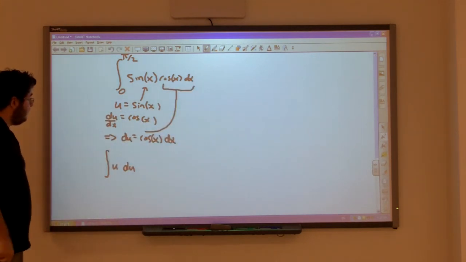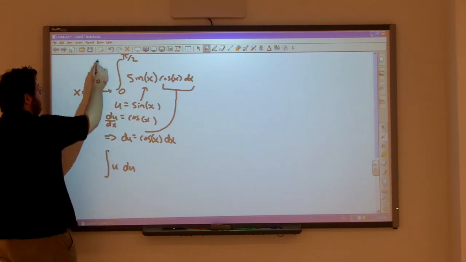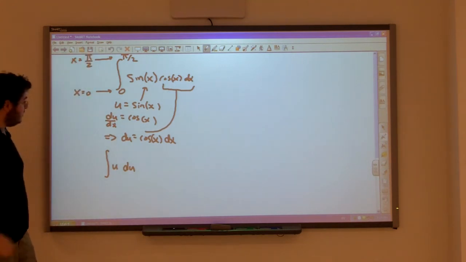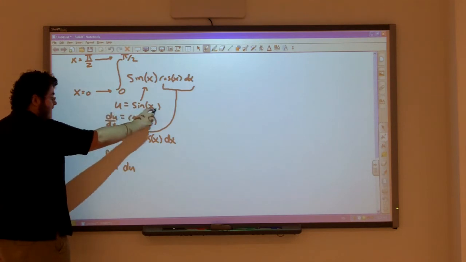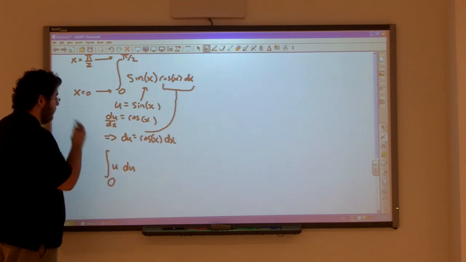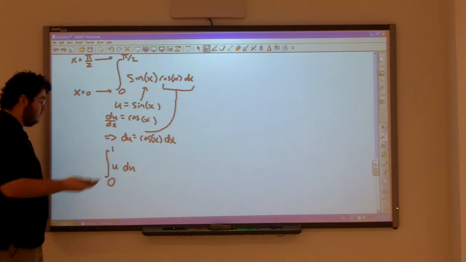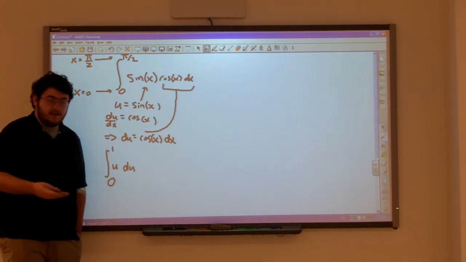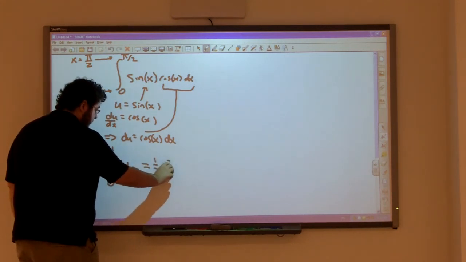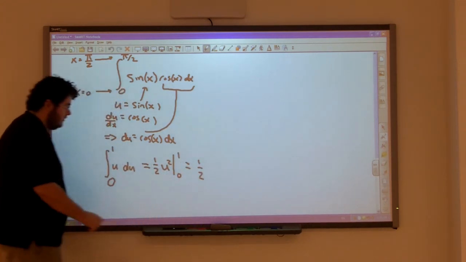Okay, well, now we want to change our bounds. We know u equals sine of x. So again, this is x equals 0, and this is x equals pi over 2. So we just plug in these values. Our lower bound is sine of 0, which is 0. And our upper bound is sine of pi over 2, which is 1. So we're integrating u from 0 to 1. There's no need to plug in cosines and sines back in the answer. So we just get 1/2 u squared from 0 to 1, which is just a half. It's as simple as that.